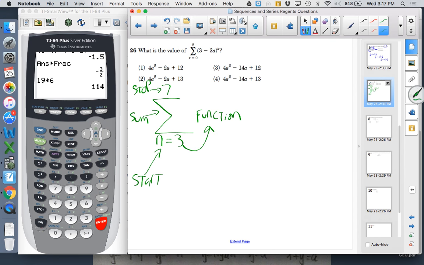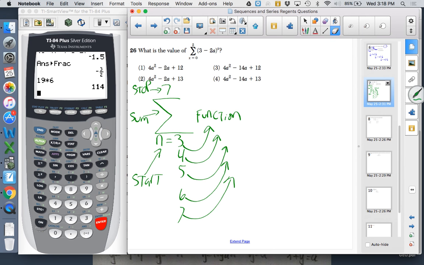We'd plug 3 into the function. After 3, we'd go to 4. We'd plug 4 into the function. We'd plug in 5. We'd plug in 6. We'd plug in 7. And would we plug in 8? No, we'd stop because we're going to stop at 7. So let's use all that information to help us answer this Regents question.